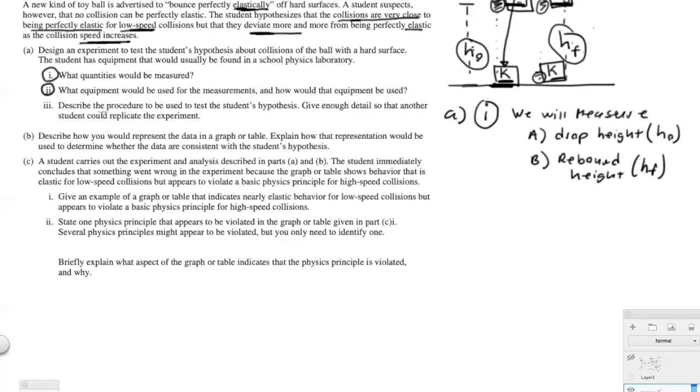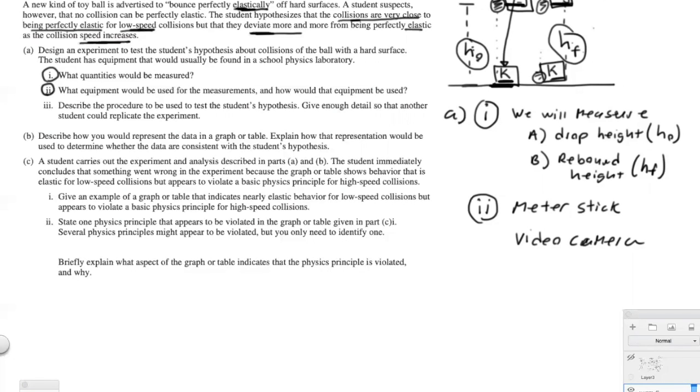Number two, Roman numeral two, what equipment would be used for these measurements and how would that equipment be used? For two, I would just say we're going to use a meter stick. And another thing that would be really cool, and everybody has one as long as you have a phone, is a video camera, right? If you had a video camera, you could video this to get a really accurate measurement of how high the ball rebounds after the collision.